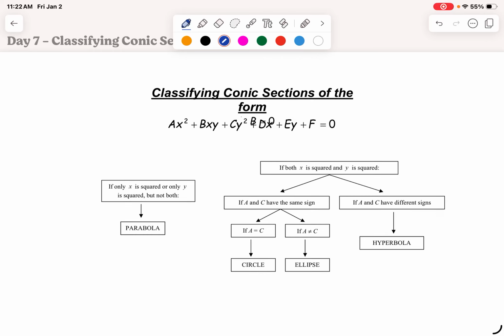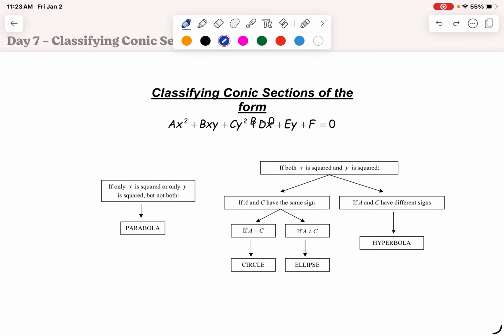All right, so our very last section in our conics chapter is classifying conic sections. This is when your conic section is given to you in a general form. You expand it out, and you can't just look at it and tell what it is, right? So you have to identify what it is and then put it in its standard form, okay?